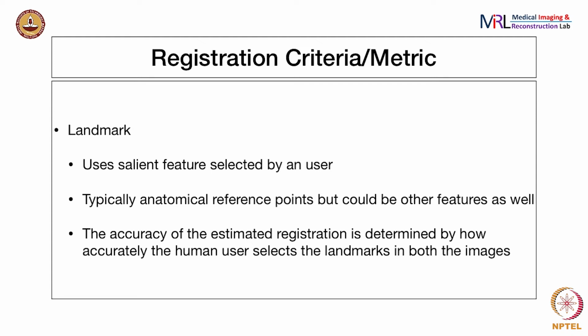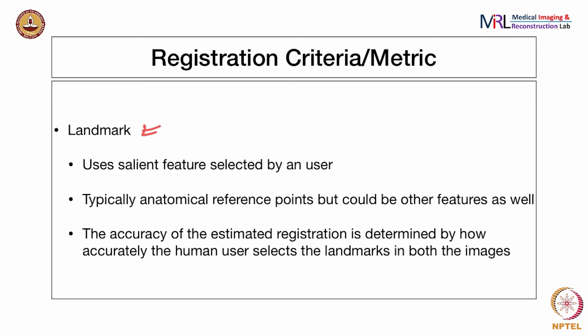Okay. So for that, what do we need to estimate the transformation? In order to estimate the transformations, in one case, we can use landmarks. Okay. So what do you mean by landmark? In the sense, the user, in this case an experienced clinician, has to select a salient feature in every image.